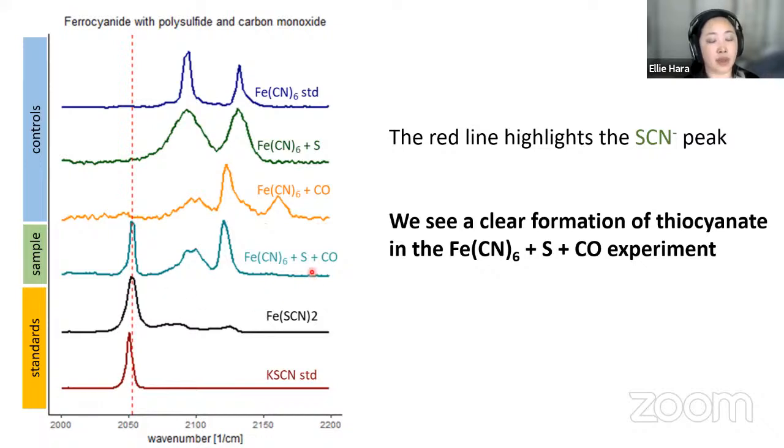What we can see is when we have both polysulfide and carbon monoxide in the system, we're getting the formation of that SCN peak. Therefore, we're like, hey, this is great. We made thiocyanate. This indicates that not only are we knocking that cyanide out, we're actually able to do work with it, which is awesome.